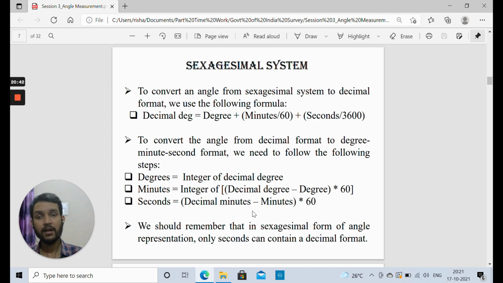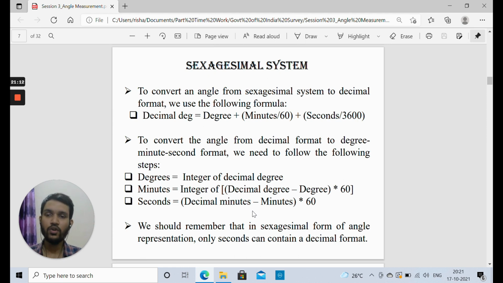Next comes one more important thing. If you have any angle in the sexagesimal system, in the form of degrees, minutes and seconds, and you want to convert that angle into decimal form, because for calculation purposes sometimes it is required that the angle be reported in decimal format, what can you do? Suppose any particular angle you have is in the form of 20 degree, 43 minute and 20 second, as we discussed.